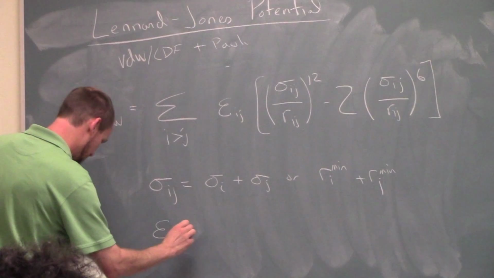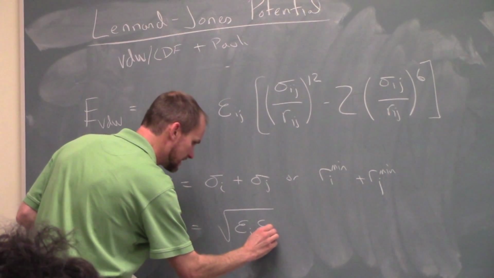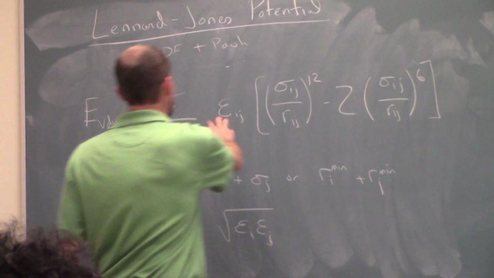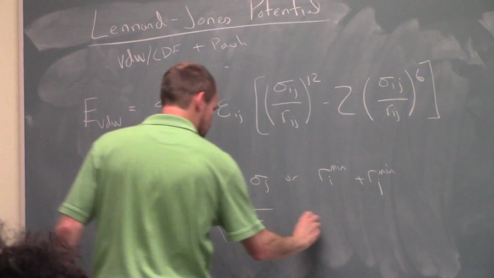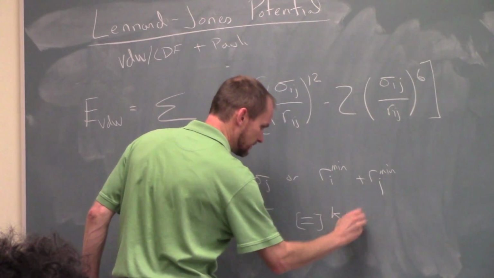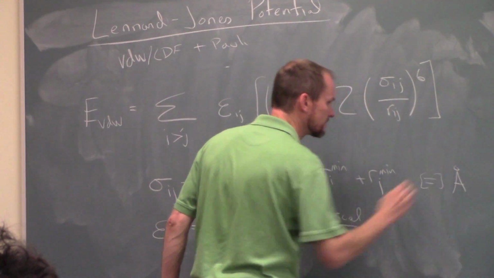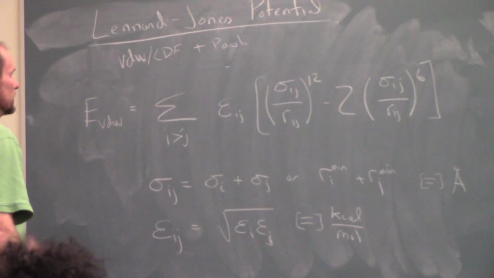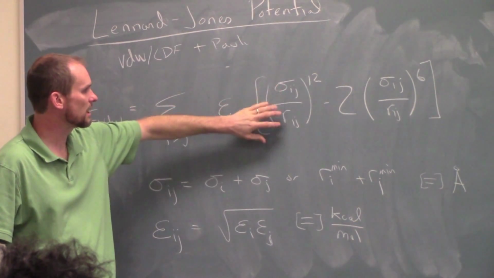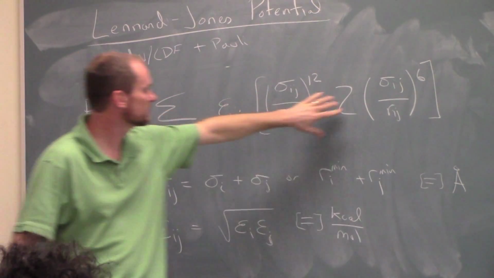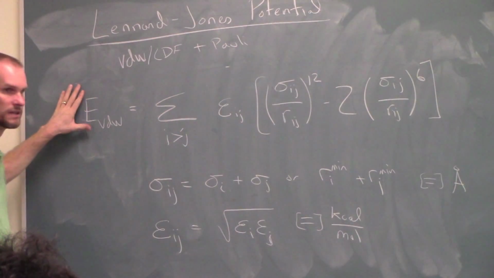The other mixing rule we have is epsilon ij is the square root of epsilon i, epsilon j. So this energetic parameter there, this is in units of kcals per mole. This is in units of angstroms. So the sigma is essentially a scaling parameter, how close things can be. This r over sigma will be dimensionless, and same thing here. And then the epsilon will put the energy units of kcal per mole on that total energy.